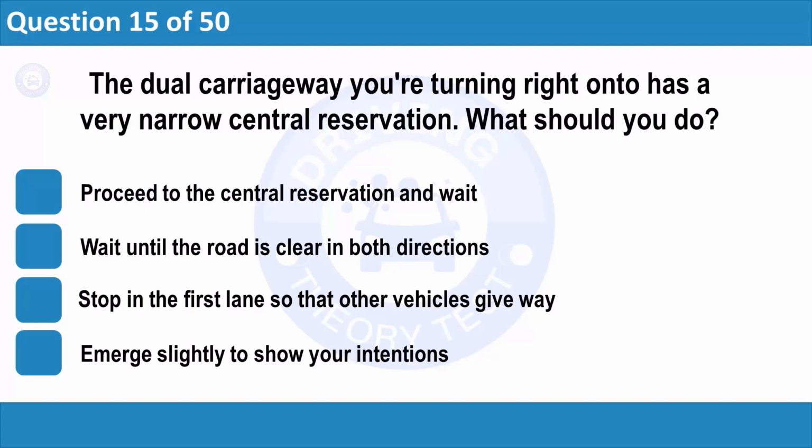The dual carriageway you're turning right onto has a very narrow central reservation. What should you do? Proceed to the central reservation and wait. Wait until the road is clear in both directions. Stop in the first lane so that other vehicles give way. Emerge slightly to show your intentions.